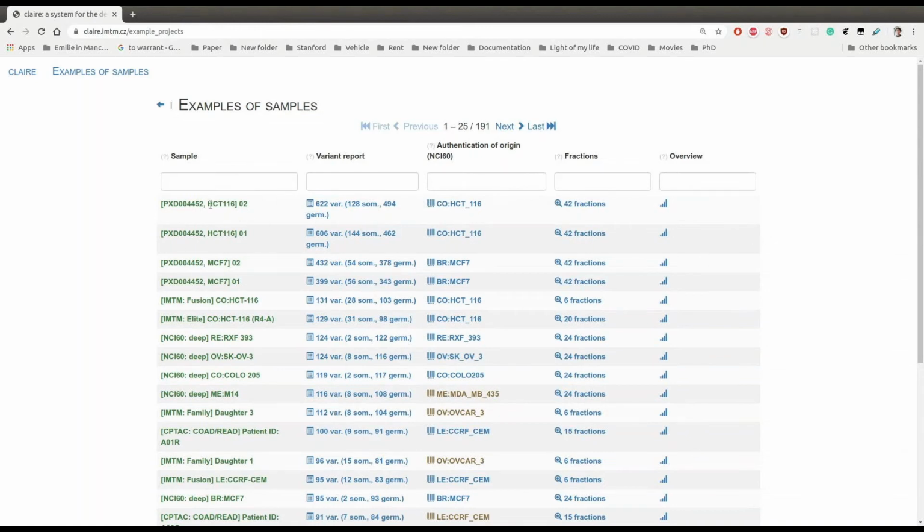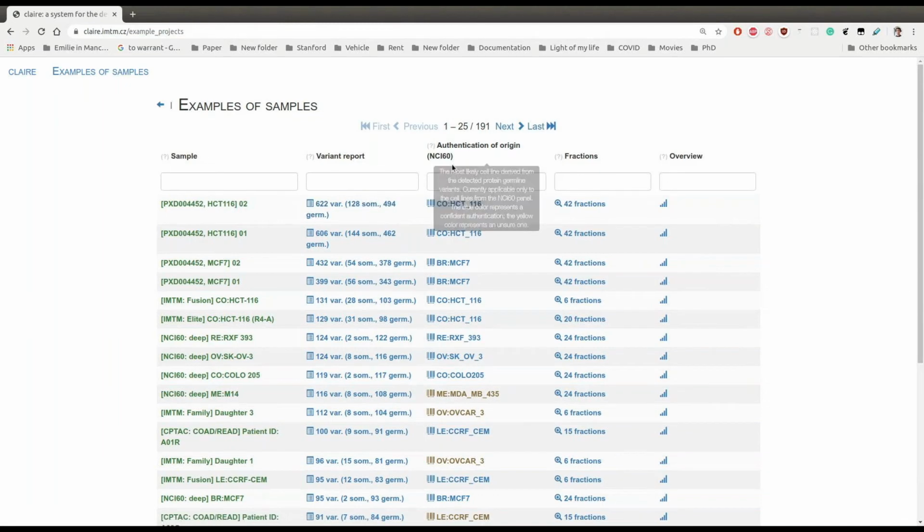Some of these are very deep samples. This one, for example, contains more than 600 identified variants. This is rather rare. The sample is not really a typical proteomic sample, but anyway, it can give you an idea that the number of variants detected can be actually quite high.